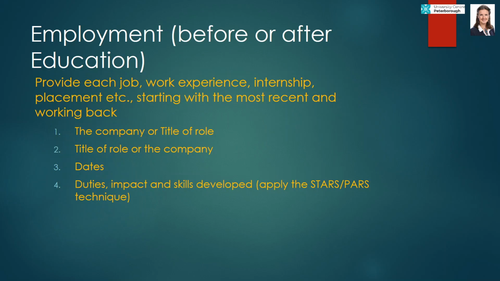Next will come our employment section. This will follow exactly the same format as our education section. So where you are writing what the title of the qualification was, you'll either write the company or the title of the role. The next part will show the title of the role or the company. You choose whichever is most relevant to the role you're applying for. Then it will be the date range that you were there. So for example, from 2020 to 2022.